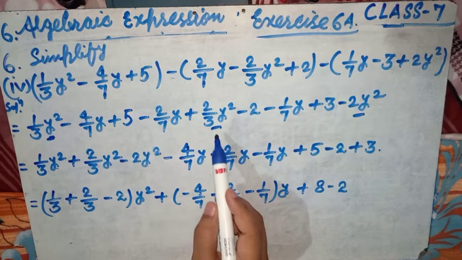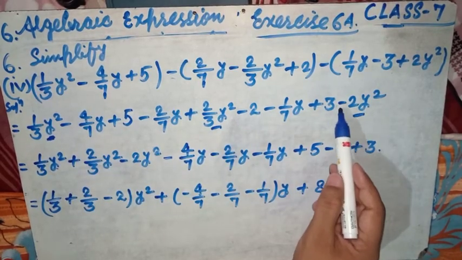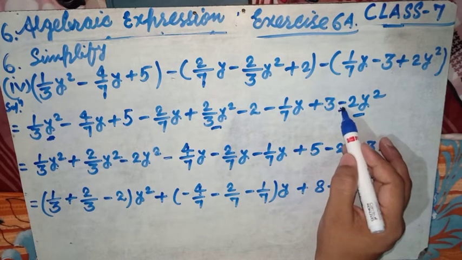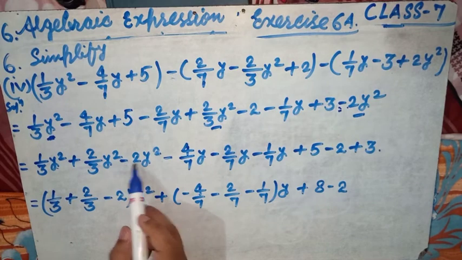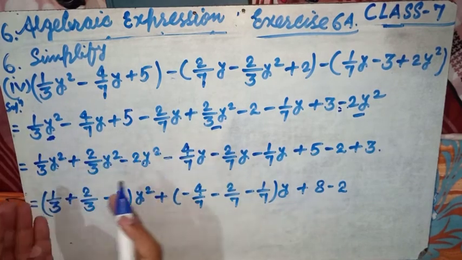next, plus 2 by 3 y square as it is, minus 2 y square. Always remember about the sign. Do not forget the sign. It is minus 2 y square. Here there should be minus 2 y square. Now we have already brought all the y square terms here.